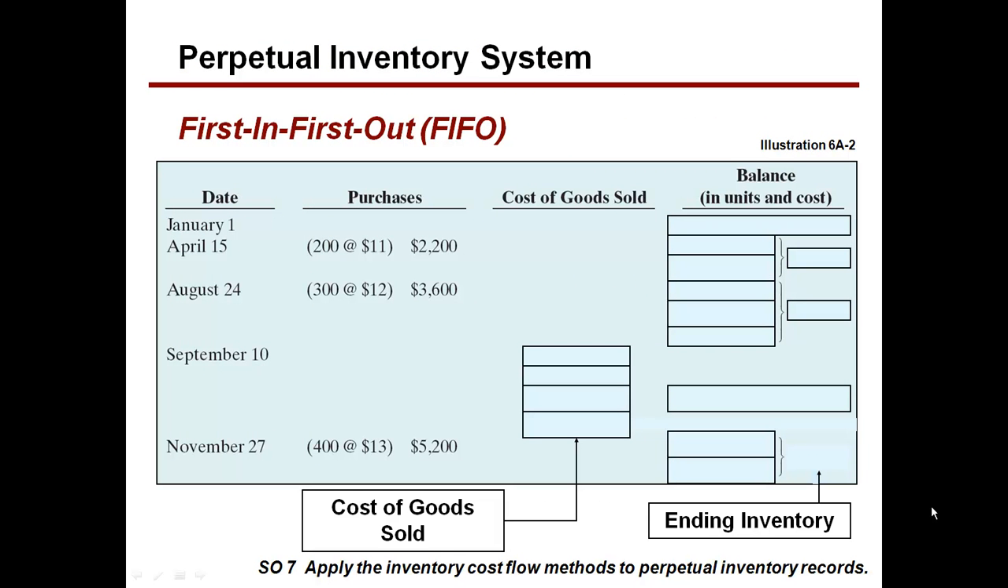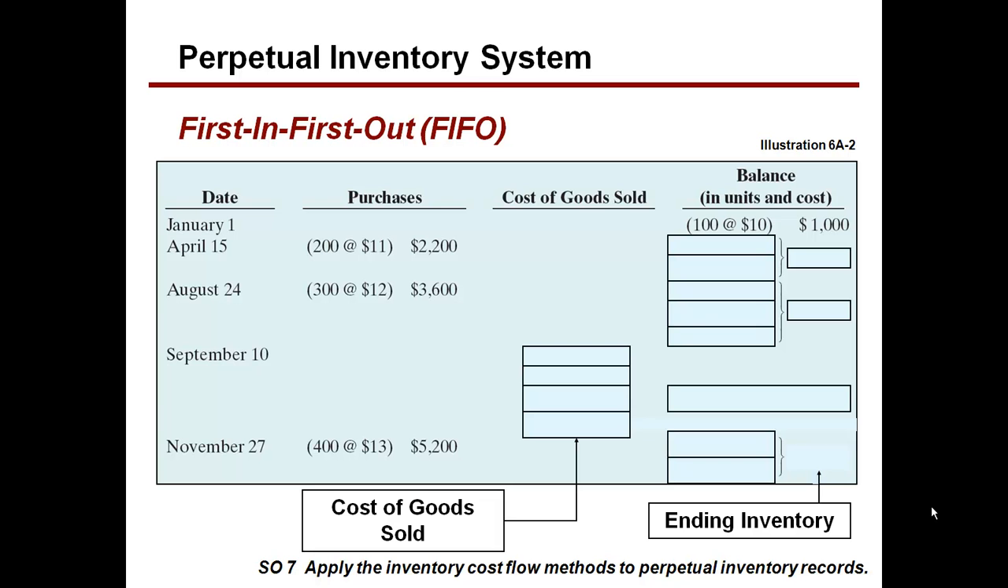Let's look at how we determine cost of goods sold and ending inventory under first in, first out using the perpetual inventory system. First of all, let's lay in our beginning inventory, 100 units at $10 each, $1,000. The next step, April 15th, we bought 200 more at $11 each. Now, when it comes to the perpetual inventory system, it's critical that we evaluate all our activity, be it a purchase or a sale, in exact date sequence order. To get out of sequence would be to generate an incorrect result.